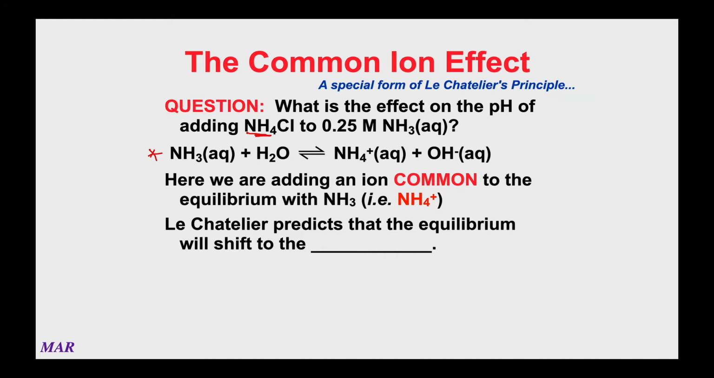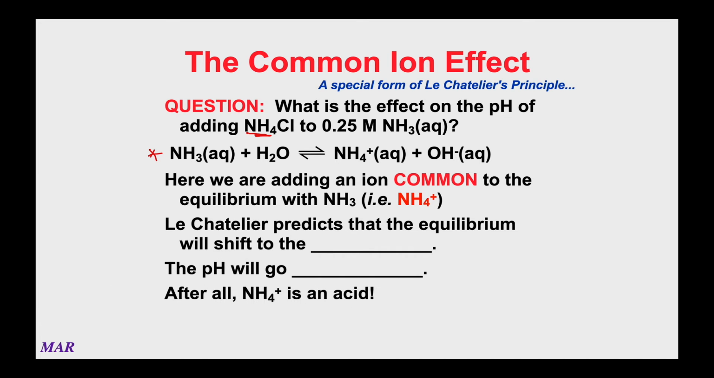So, Le Chatelier says that the equilibrium should shift to the left. You're adding ammonium. Ammonium is a product. Products are going to move to the reactant side. The reaction will shift to the left. If it shifts to the left, your hydroxide concentration goes down. And because hydroxide times hydronium is always equal to that magical Kw, if hydroxide goes down, that means hydronium goes up. And if hydronium goes up, pH is going to go down.